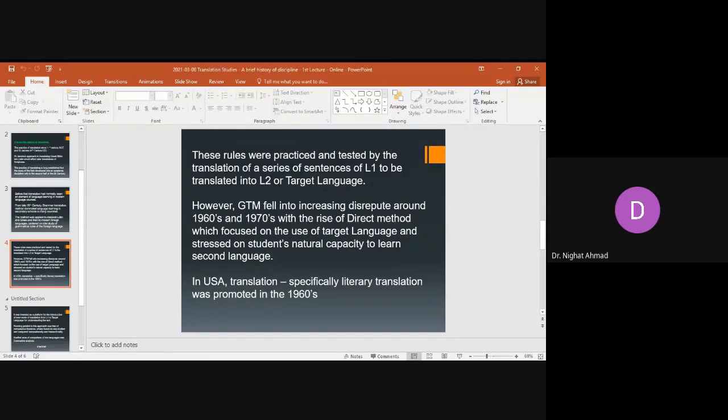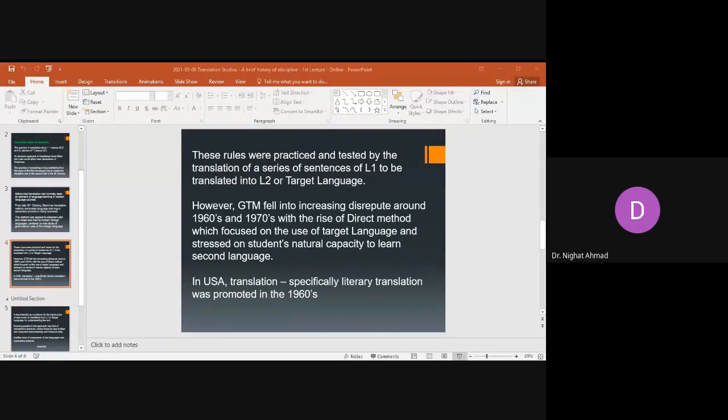So this is, as I said, how in USA translation took its shape in this way. That is literary translation, and with literary translation came also the translation into the target culture and discussion of finer principles of translation process and all. So in USA, this was given the name of comparative literature. Now you must be wondering, what is comparative literature?